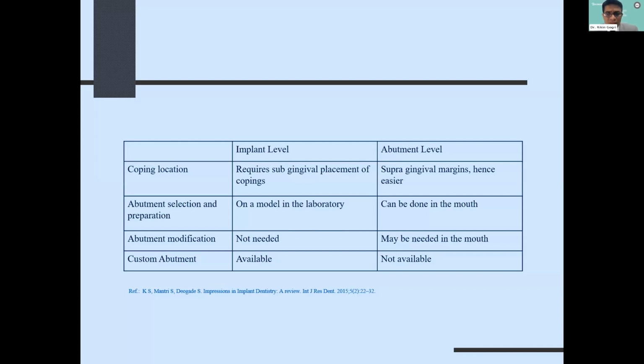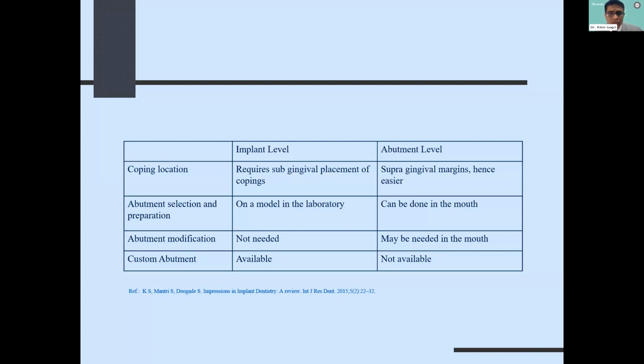Coming to the advantages of implant level and abutment level, the implant level coping requires subgingival placement of copings, whereas at abutment level, the margins are supragingival, hence easier. As I said, if you have a thin tissue type, then you can think of using the abutment level impression. Otherwise, the choice should always be implant level impression, which is done using the transfer impression copings.